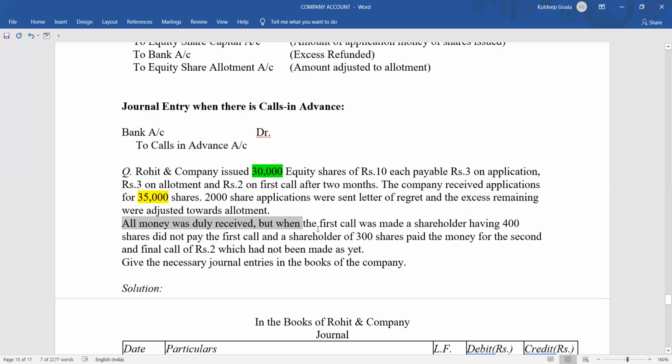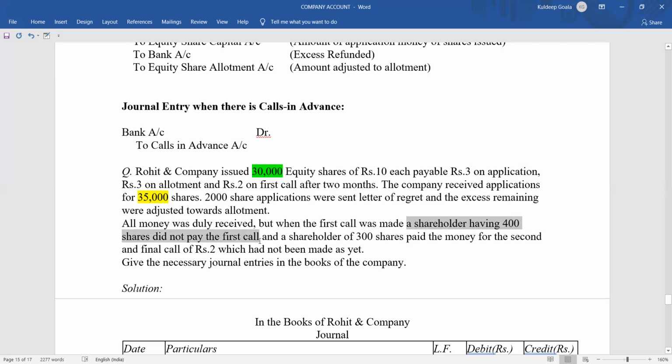All the money we have received, but when the company made the first call, what happened? A shareholder having 400 shares did not pay the first call money. And another shareholder of 300 shares paid the money for the second and final call of ₹2. Okay, there are two situations. One, a shareholder having 400 shares did not pay the first call.